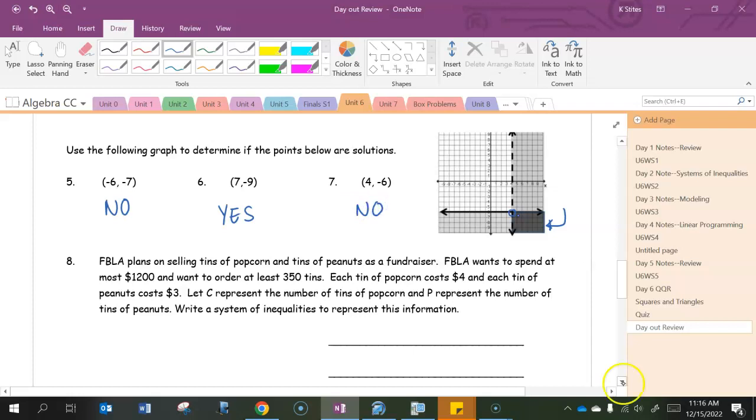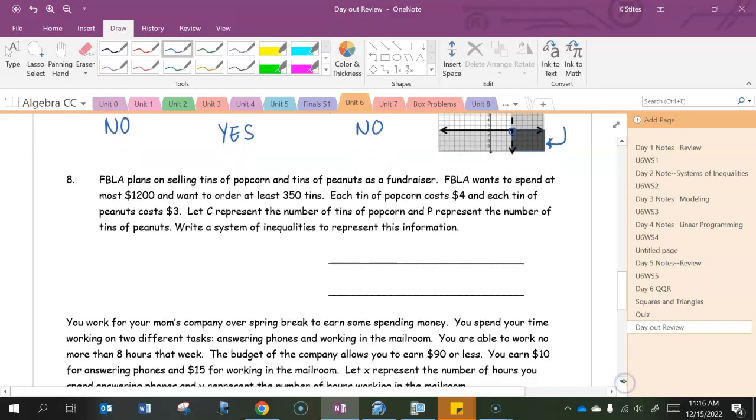Okay. All right. FBLA plans on selling tins of popcorn and tins of peanuts as a fundraiser. FBLA wants to spend at most $1,200 and order at least 350 tins. Each tin of popcorn costs $4 and each tin of peanuts costs $3. Let C represent the number of tins of popcorn and P represent the number of tins of peanuts. Write a system of inequalities.